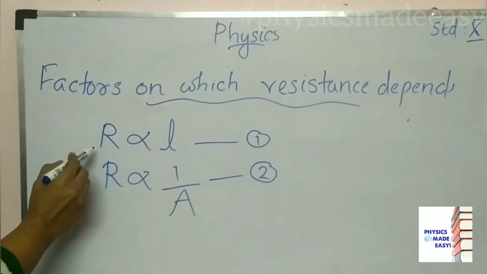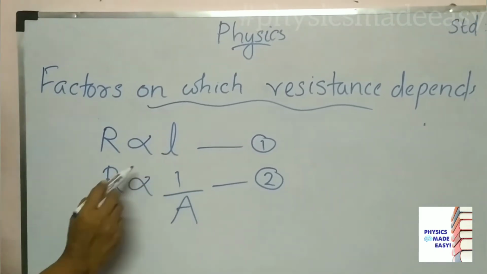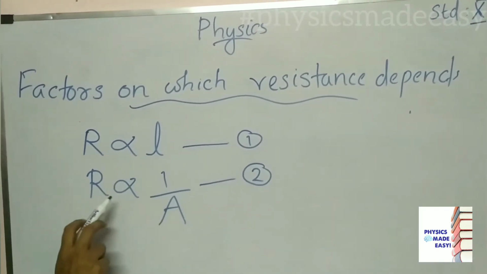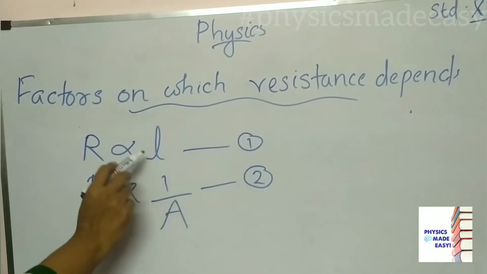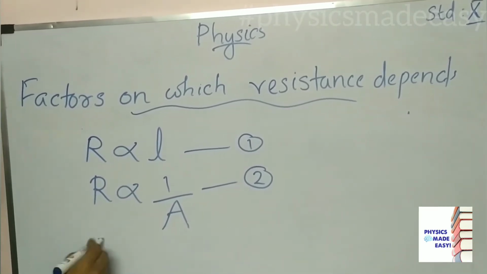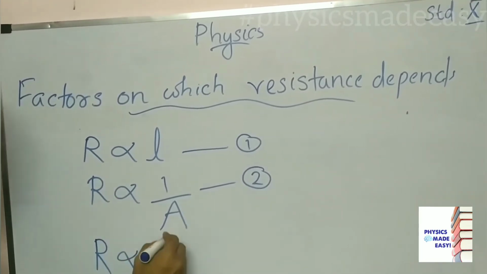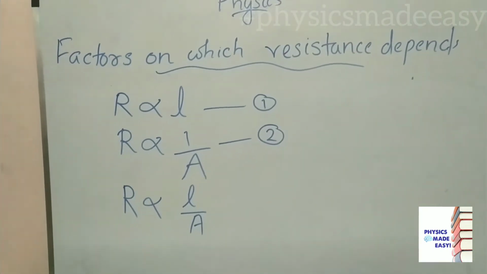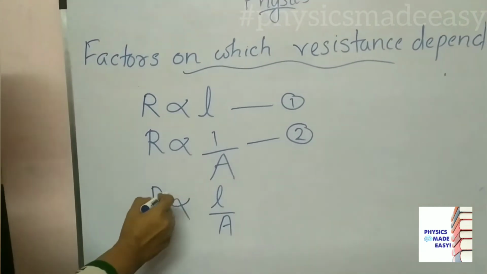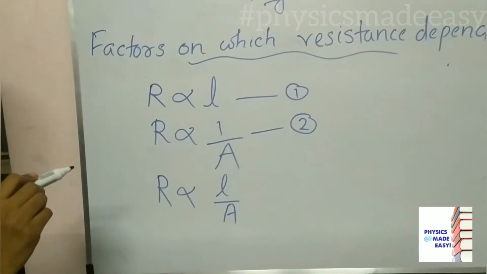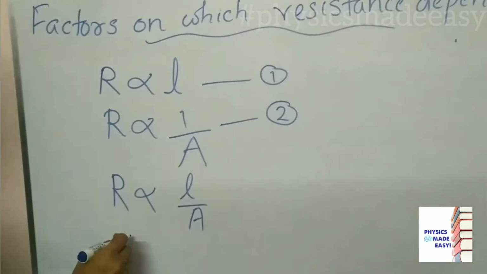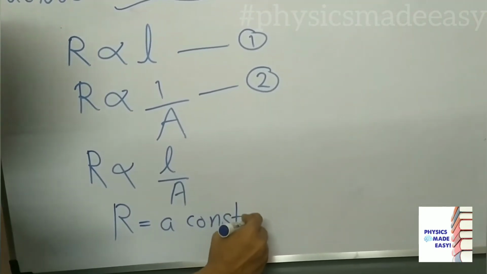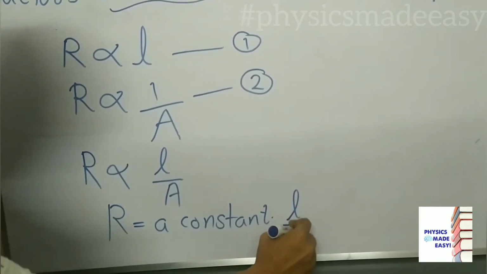Here you can see R is directly proportional to L. Here R is inversely proportional to A. A means area of cross section, that we can write as R proportional to 1 by A. If you combine these two, you will get R proportional to L divided by A. We have to make this an equation. How to do that? For that we have to remove this proportionality sign. We have to use one constant for removing this proportionality sign. Then you can write this as R is equal to a constant into L by A.